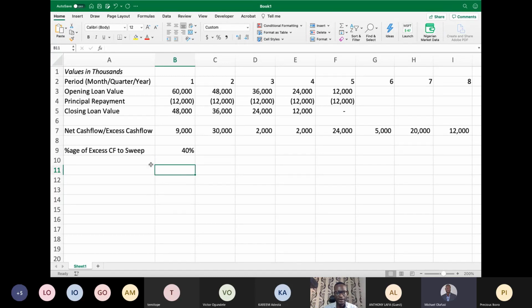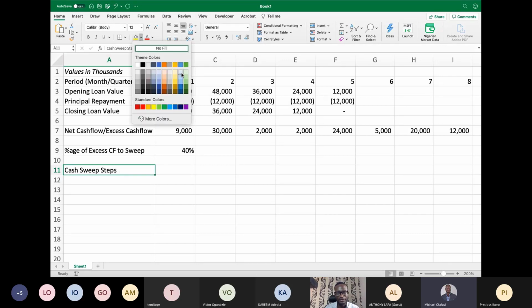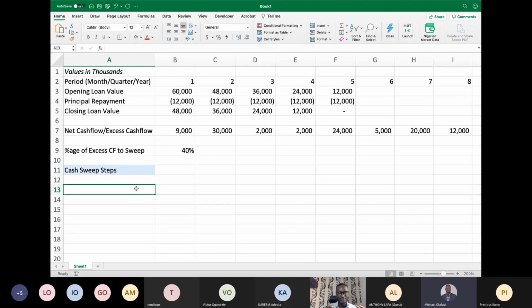So you see, cash sweep is to repay principal faster, to repay your loans faster anyway. So I'm going to now start the breakdown of the calculation so that you will understand it. These are the cash sweep steps, that's what I call this. I'm going to maybe let it have a faint background so that you will understand that these are our steps.